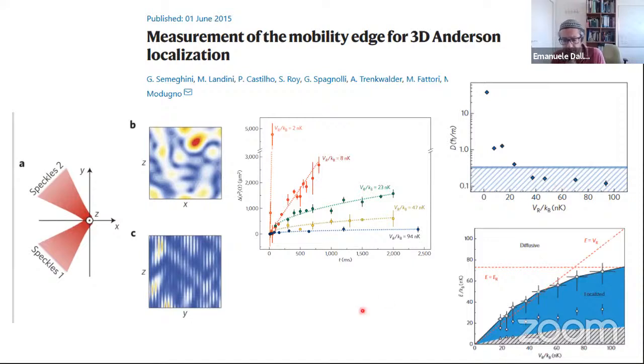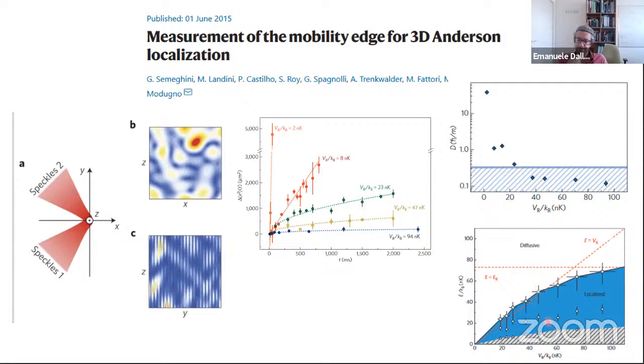And there is also another plot here. This is as a function of the energy. If I'm not mistaken, this is done by considering BECs at different temperatures. And what you see here is that there is a threshold from diffusive to localized. This is for a specific temperature. So from here you can see where the threshold to localization is.